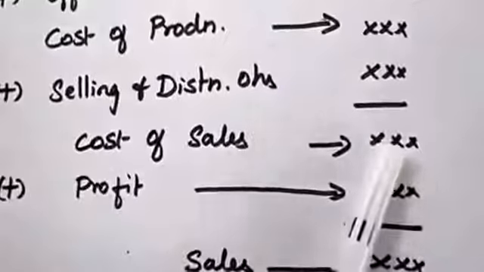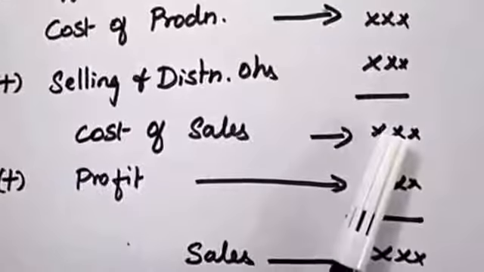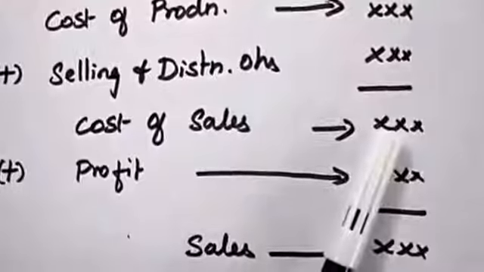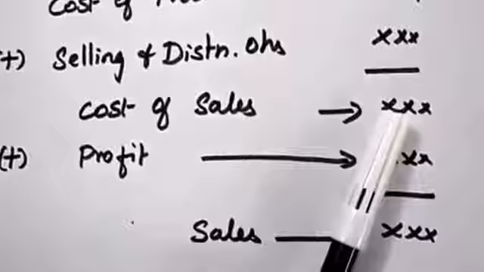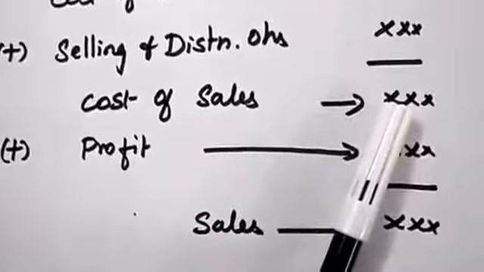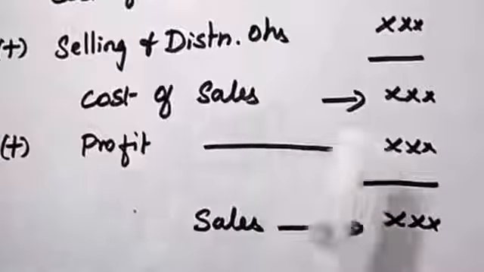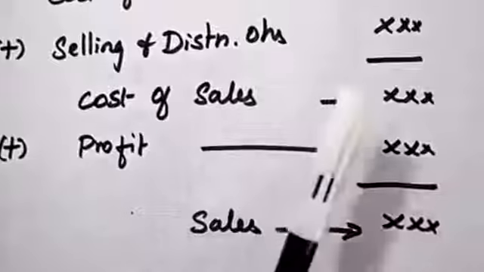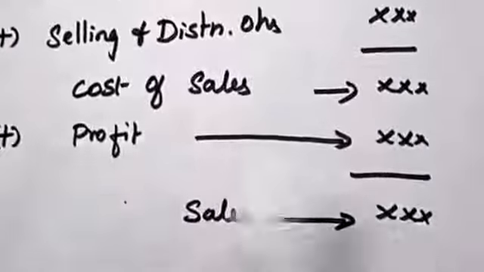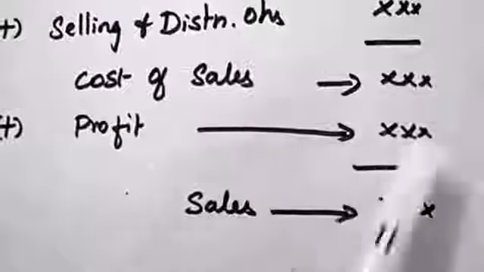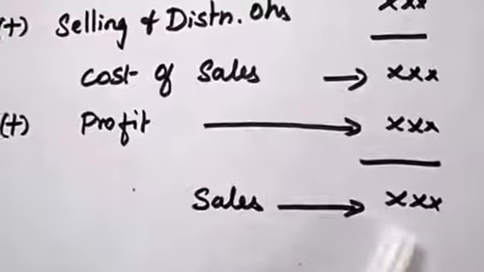And after finding this, now you need to fix the selling price for your product. While you fix the selling price, you need to calculate how much profit is expected, and you have to add that along with the cost of sales. Only after finding this can you calculate the selling price. That is, after adding profit, you will get the selling price of the particular product.